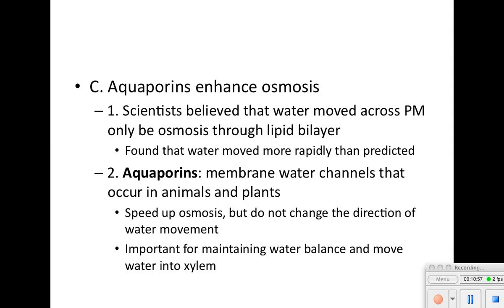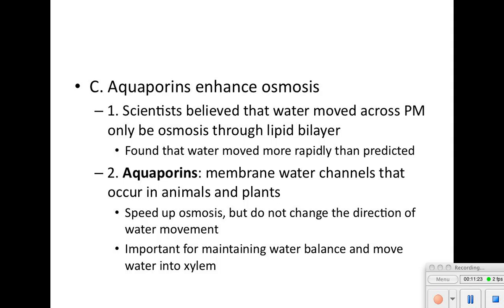So scientists believed that water moved across the plasma membrane only through osmosis. But when they looked at this, the rate of osmosis that occurred was much faster than they predicted. They looked at surface area and just the rate of diffusion in general, and they said, well, water is moving in and out of the cell at rates faster than we thought it should be. So what's going on here?